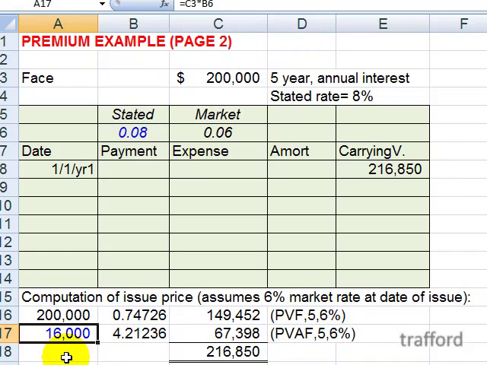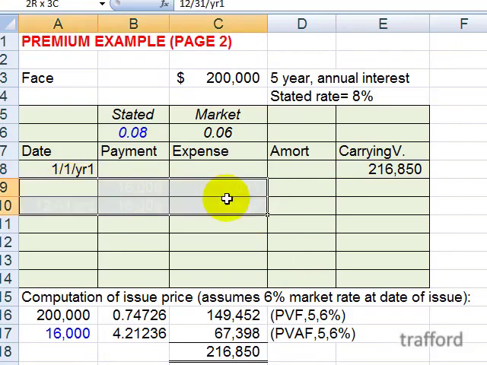So what's the amount of the cash paid to the bondholders? Well, as we said, it's always stated rate of interest times face value of the bond. So the corporation this time around is going to make 5 $16,000 interest payments. The value of those 5 payments today would be $67,398. We multiply 16,000 times the annuity factor for 5 years, 6% interest rate. When we add up the present value of both cash flow streams from this bond, we get $216,850. That is the selling price of the bond and the initial carrying value of the bond.